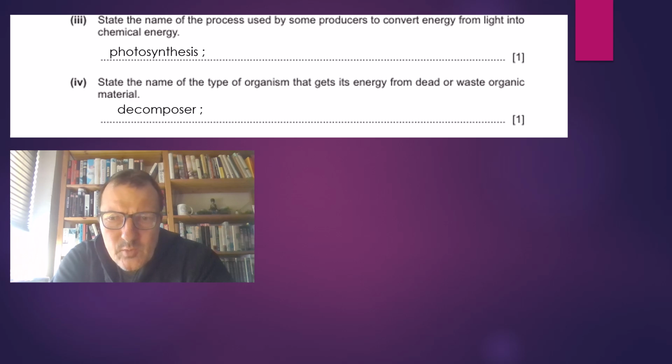The 2 next questions that comes here are 2 state questions. State the name of the process used by some producers to convert energy from light into chemical energy, and the only possible answer here is photosynthesis. And state the name of the type of organism that gets its energy from dead or waste organic material. That is, of course, our decomposers.